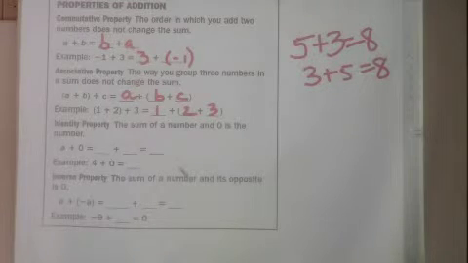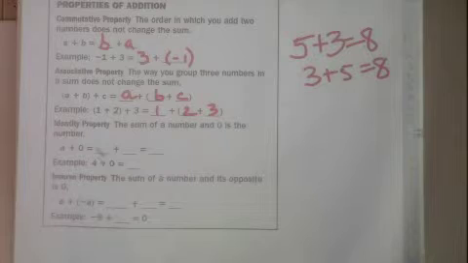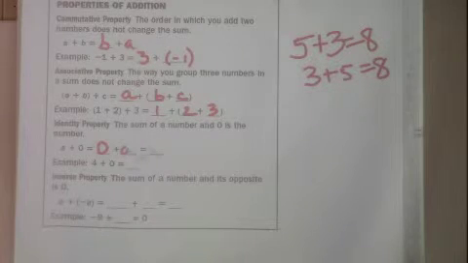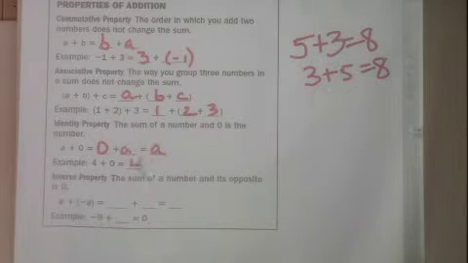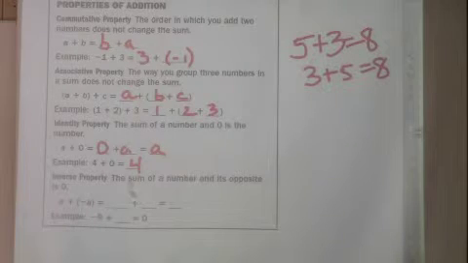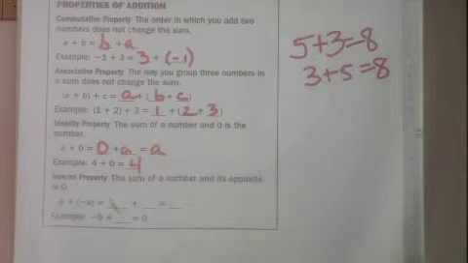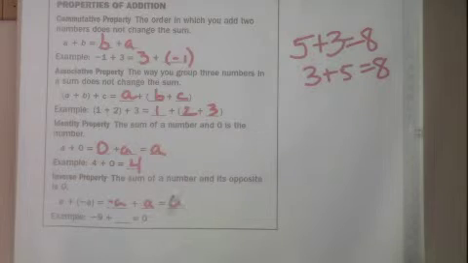Identity property, we already touched on that one a little bit, but any number plus 0 is going to be? Any number a plus 0 is going to be that number. 4 plus 0 is going to be 4. The inverse property, we kind of talked about inverses as well. Inverses are like opposites. When you add a number and its opposite, you're always going to get? 0. Very good. -9 plus its opposite is going to be 0.